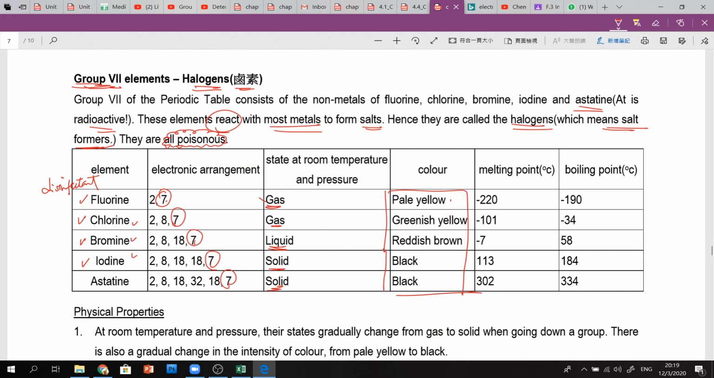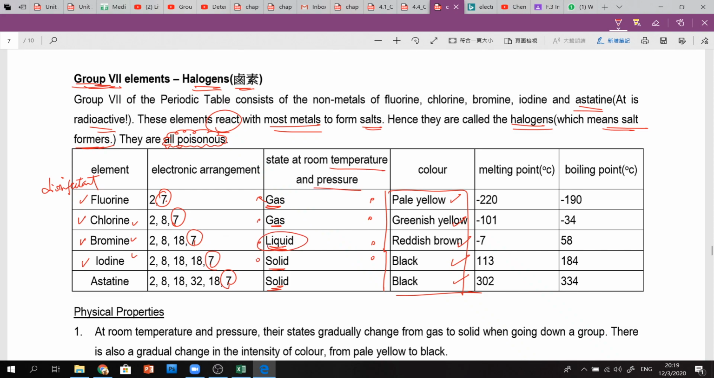Fluorine is pale yellow. Chlorine is greenish yellow. Bromine is reddish brown. Iodine is black, and astatine is also black. Among the top 4, I would like you to memorize the colors, and to memorize the physical states at room temperature and pressure.